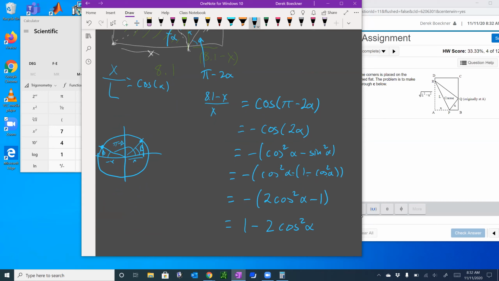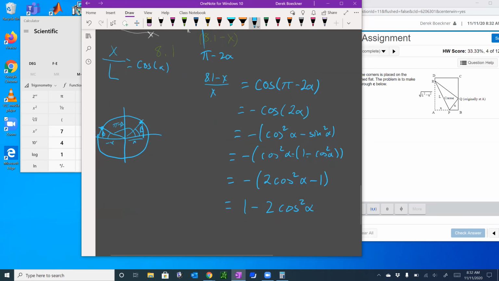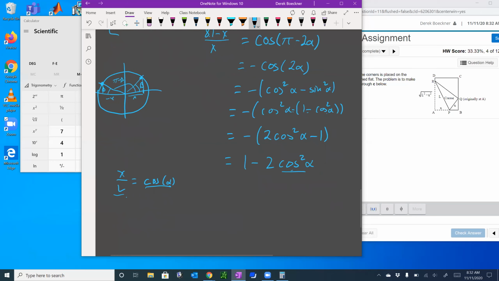Are we good with that? Okay, so I got that x over L is equal to 1 minus 2 cosine, sorry, that's just the cosine. Okay, so I'm going to put cosine of alpha in here. So I'm going to replace this cosine of alpha with x over L. So we get that 8.1 minus x over x is equal to 1 minus 2 times x over L squared. Good.